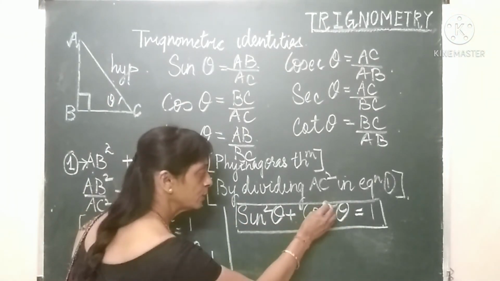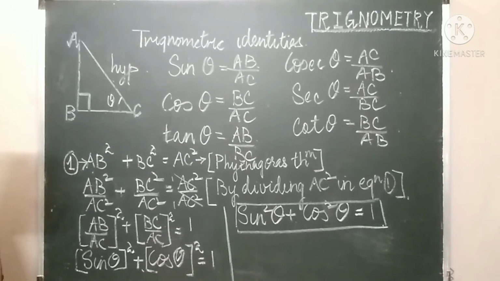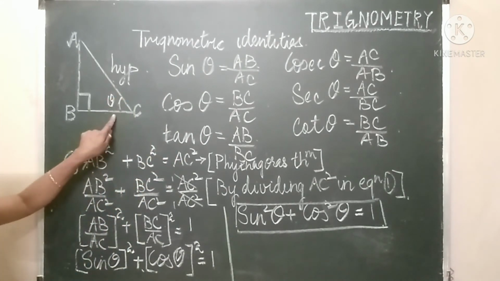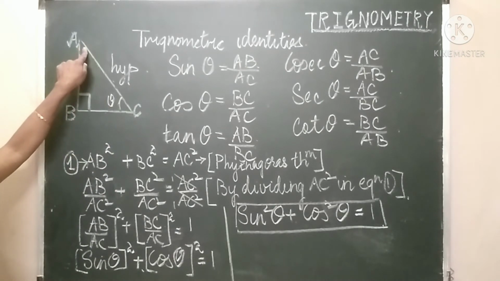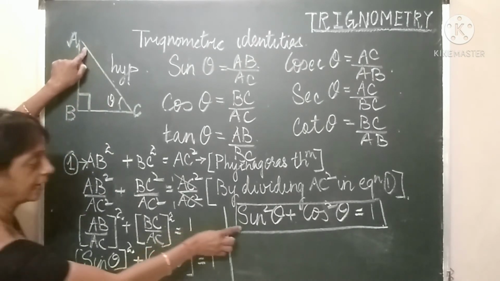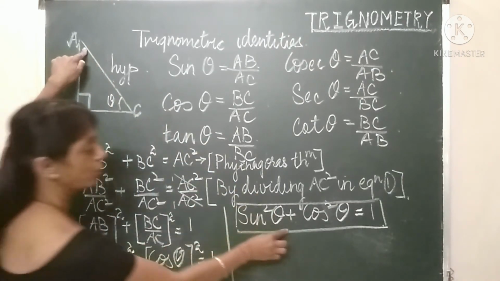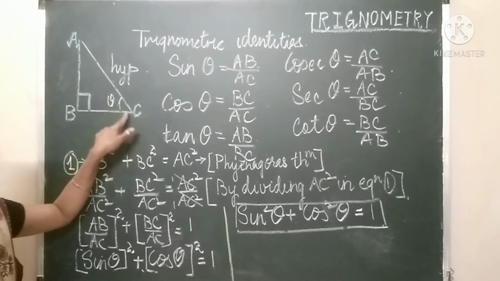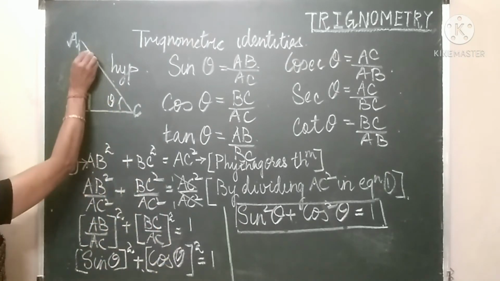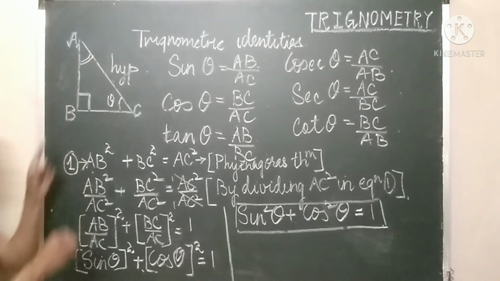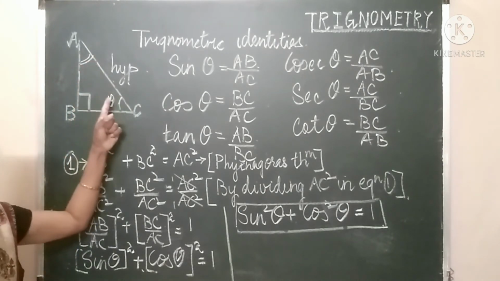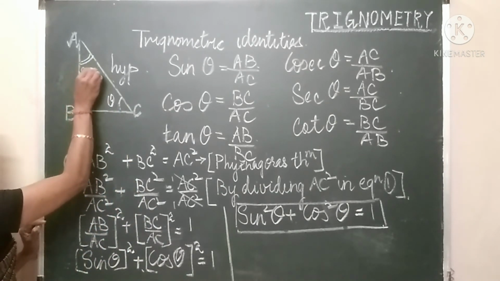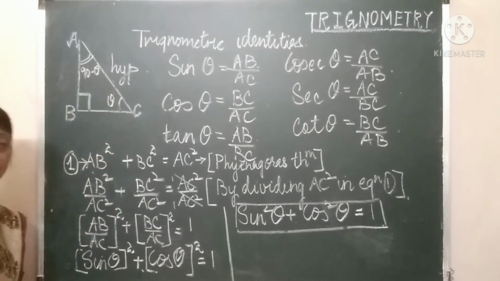Now children, this was for one acute angle. This identity can also be applied for the other acute angle. Which is the other acute angle over here? The other acute angle is angle A. So definitely we can write sin square A plus cos square A is equal to 1. But as angle C is given as theta, what is the measure of the other acute angle? Definitely the sum of both these acute angles is equal to 90. If one angle is theta, the other one will be 90 minus theta.